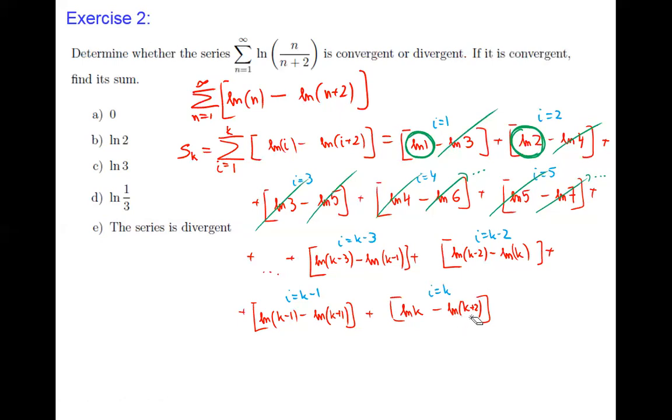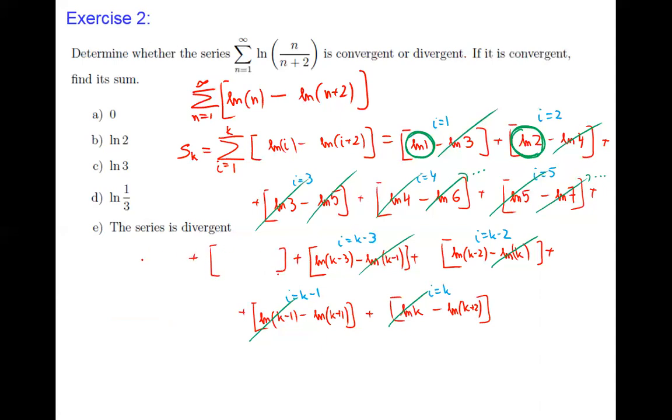Negative ln of k plus 2, and I don't have that term. ln of k, and I do have negative ln of k. And negative ln of k plus 1, I don't have that term, but I have positive ln of k minus 1 and negative ln of k minus 1. Okay? And then I think I will list one more just to show you that I can cancel two terms.